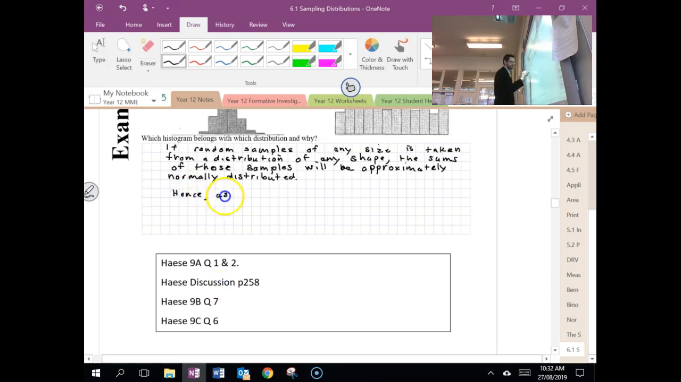Hence, as A is approximately normal, and B is not, A must be Sn, and B must be W.